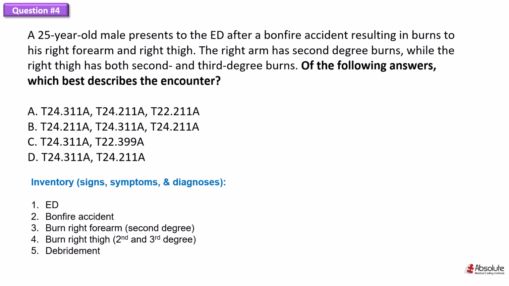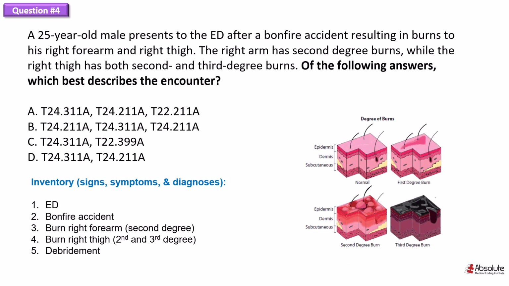Now, coders, I just want to remind you what first, second, and third degree burns look like. This is first degree. It's more on the epidermis, the outermost layer of the skin. That's where the burn is. Second degree burns can involve your epidermis and your dermis. And third degree burns, wow, they can go all the way down to your subcutaneous level and beyond. All right, coders, just thought I would tell you that.